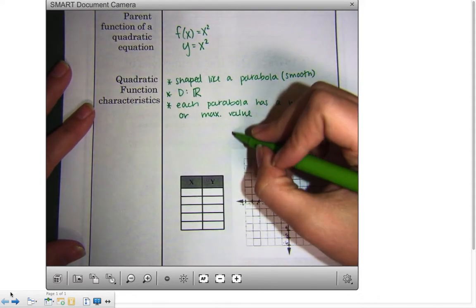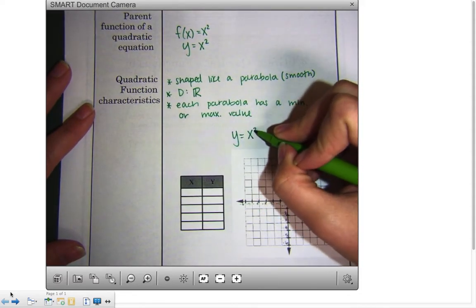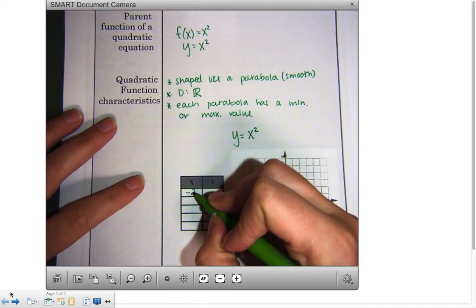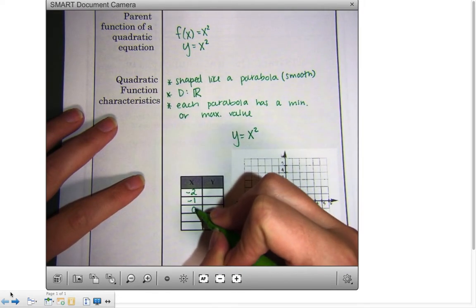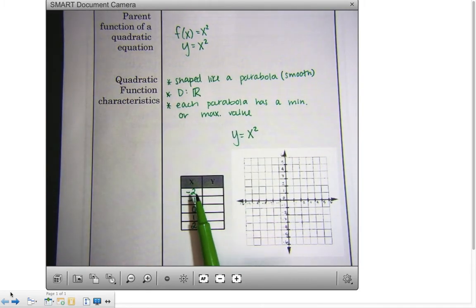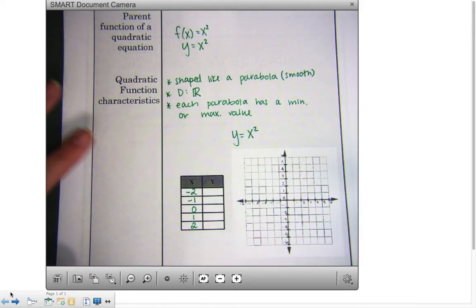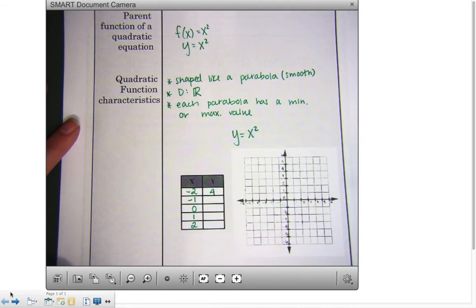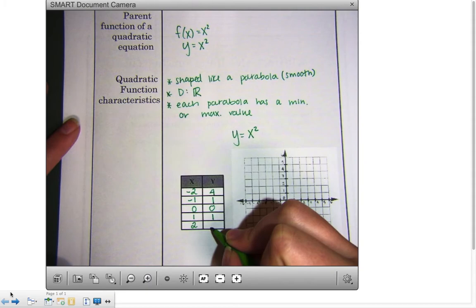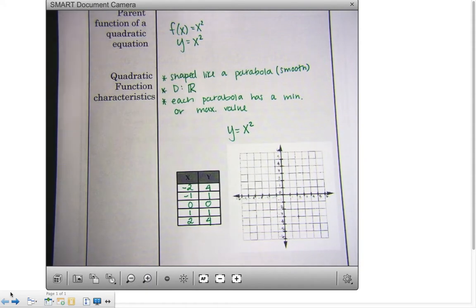So what I want to do is graph the parent function y equals x squared. And you should have graphed this on your investigation as well. I'll just graph the points where x is -2 all the way to 2. And the way you can get those outputs is by plugging x into your function. So if I plug in -2, -2 squared is 4, -1 squared is 1, 0 squared is 0, 1 squared is 1, and 2 squared is 4.